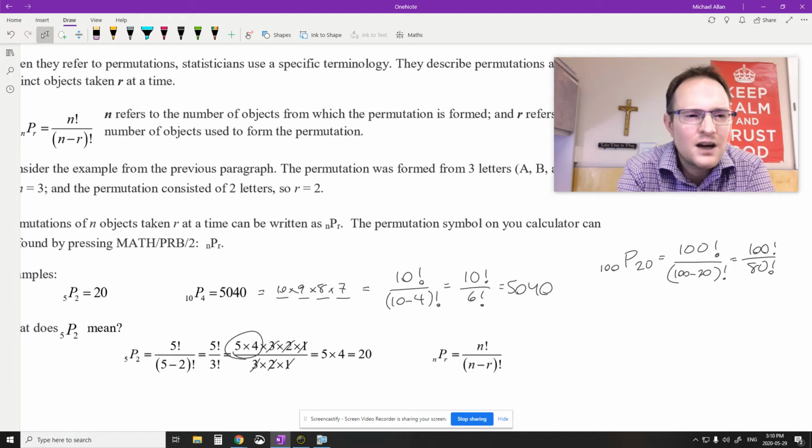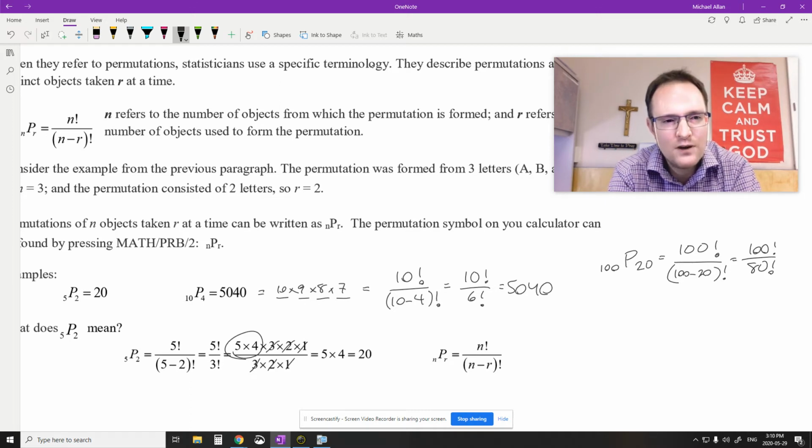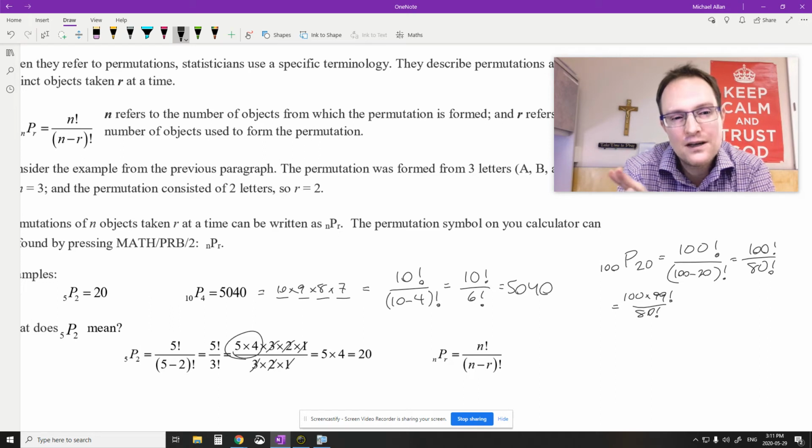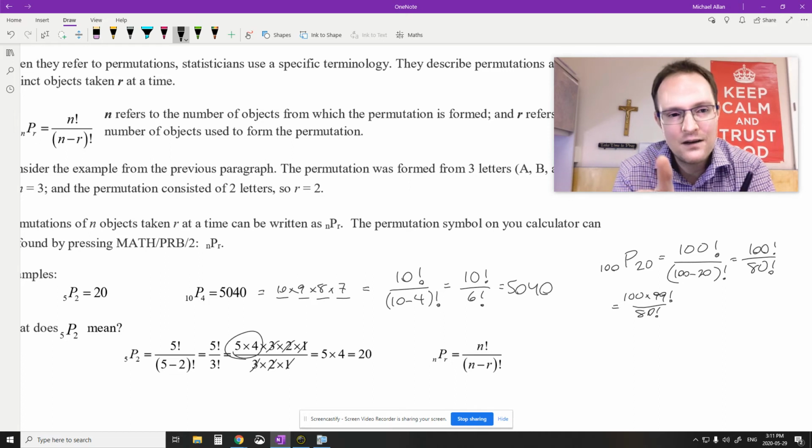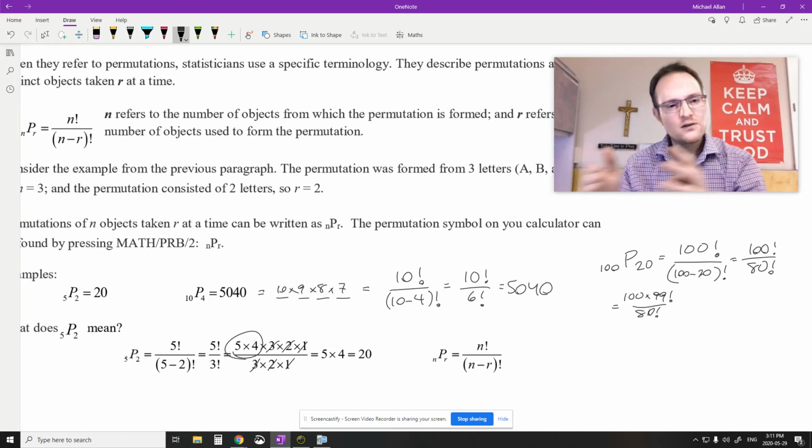Okay, punching my calculator is not going to work. So what the calculator is probably doing is simplifying the question before it punches in 100 factorial. And how that works is it goes 100 times 99. Now I can stop there. 100 times 99 factorial is the same as 100 factorial, because that's what a factorial is. It's 100 times 99 times all the other numbers down to 1.